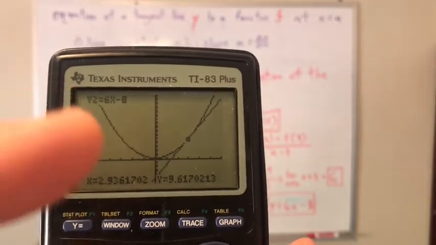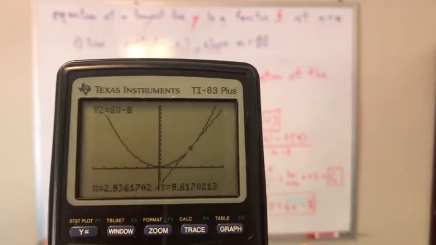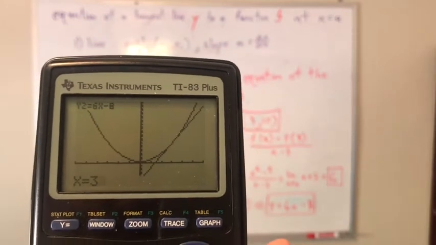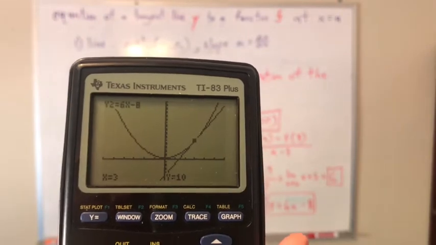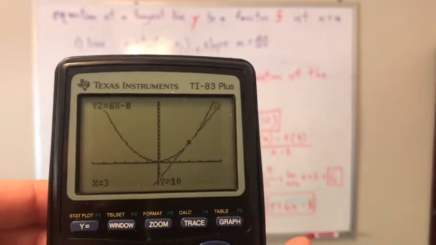Sorry, yeah, this is the tangent line. It should have the same point there, right? Let's plug in 3. What comes out? 310. So we know they share the same point. They should also share the same slope there. How do we check slope?